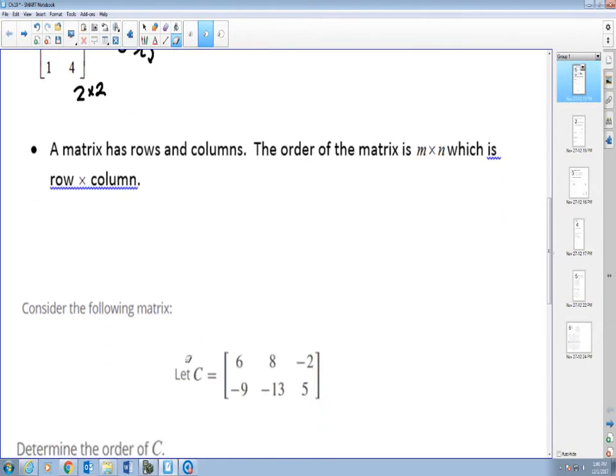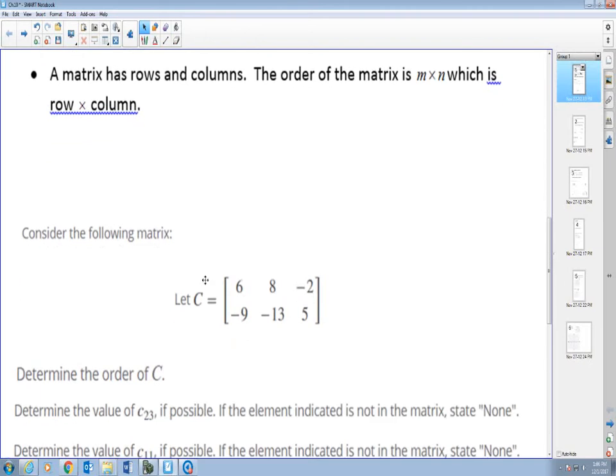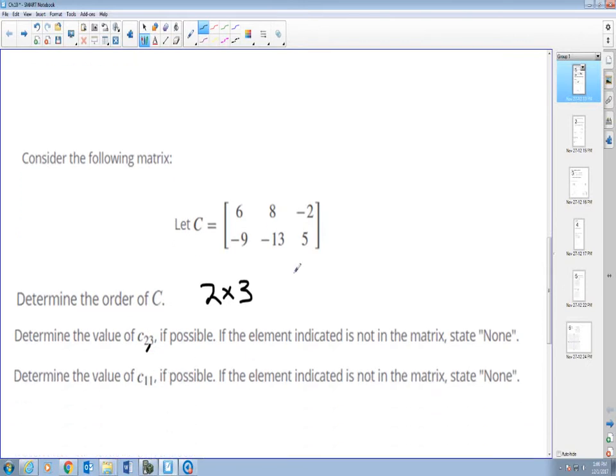For example, let my matrix C equal this. What is the order of my matrix C? The order is 2 rows by 3 columns. Now determine the value of the C 2 3 entry: second row, third column. That will be the 5.